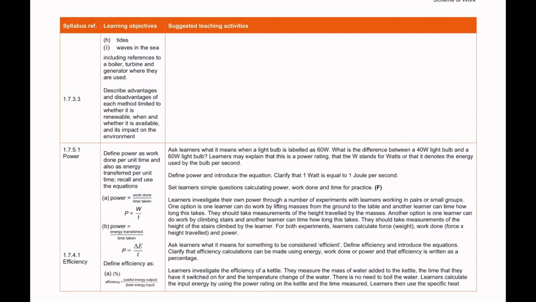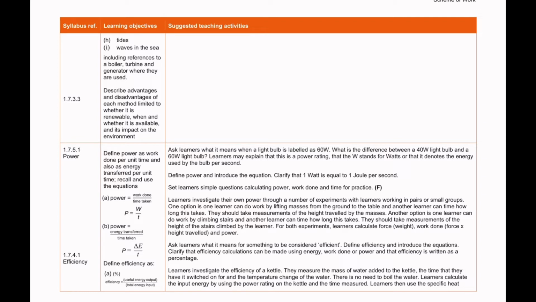Key concept 1.7.5.1 Power. 1.7.4.1 Efficiency. Learning objectives. Define power as work done per unit time and also as energy transferred per unit time. Recall and use the equations: power is equal to work done upon time, P = W/t, and power is equal to energy transferred upon time taken, P = E/t.